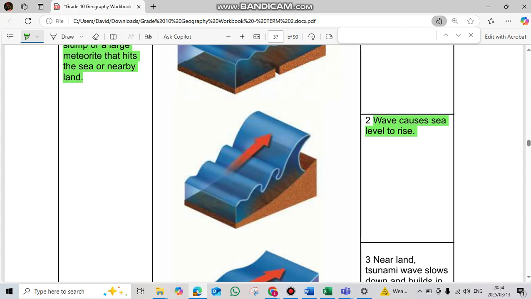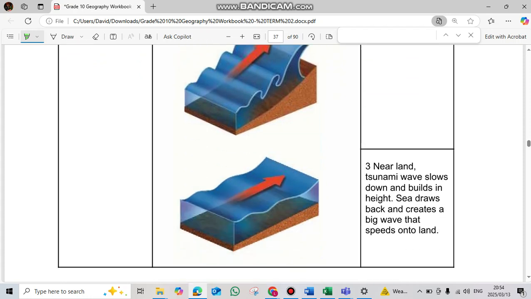Now, the closer the wave gets to the shoreline, the shallower the shoreline is. And because the shoreline is shallower, it means that the wave increases in height as we get closer to the shore. So near land, the tsunami wave slows down and it builds in height. So in other words, it gets taller.